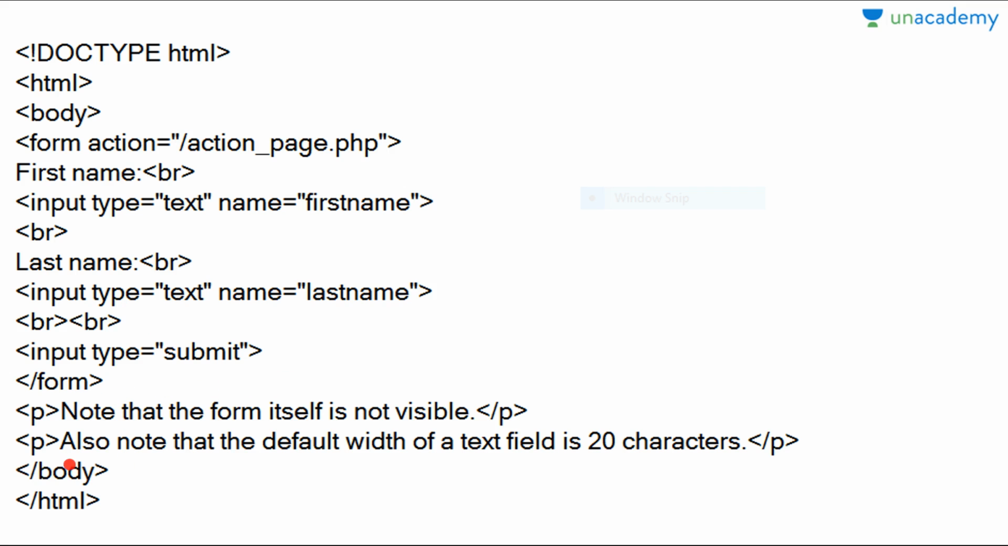Then we write the p tags. Note that the form itself is not visible. Then p tag close, again we create a p tag. Also note that the default width of the text field is 20 characters. Then p tag close, body close, HTML close. This is how a form is created, and this is how input type elements are used in your form. So let's see the output.